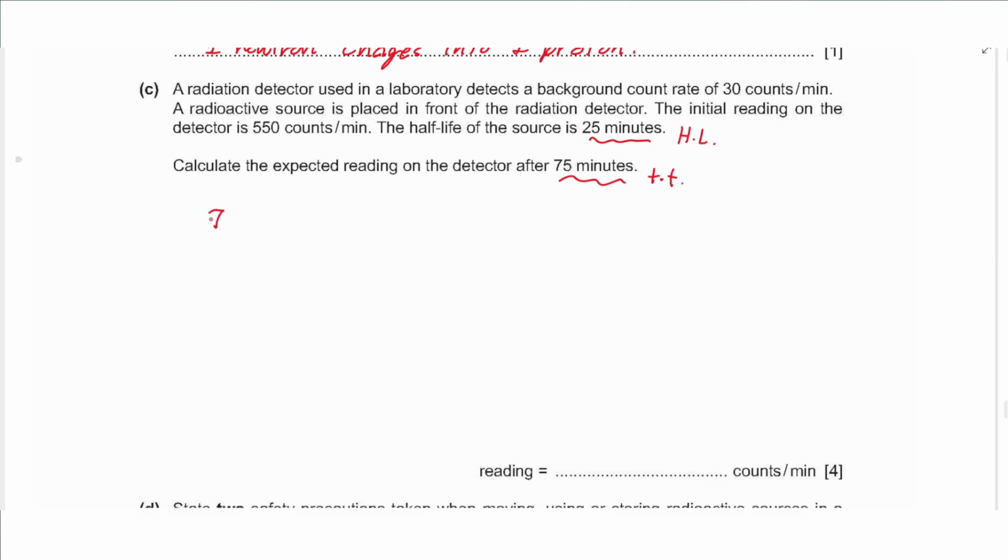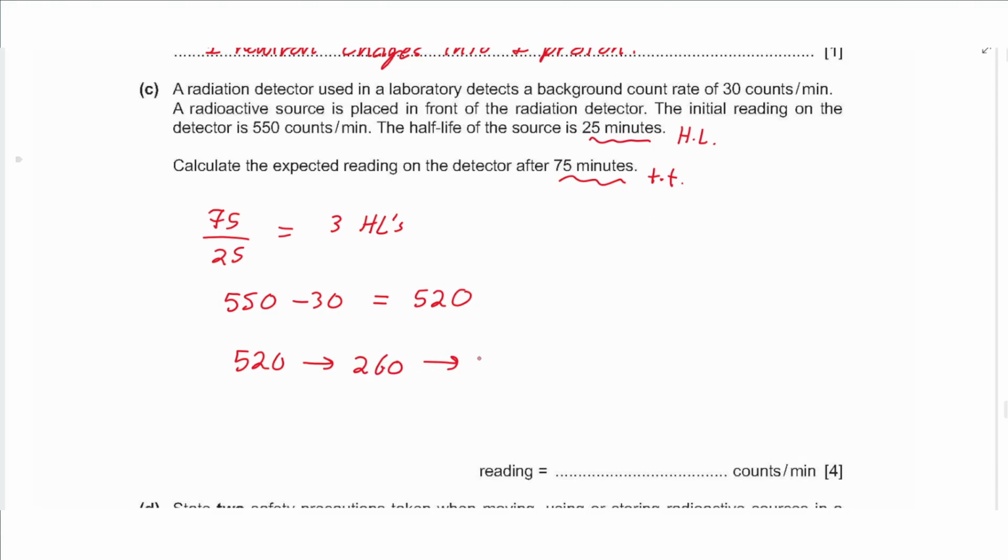We divide the total time by the half-life to get the amount of half-lives passed. That gives 3 half-lives. So we divide by 2 3 times. But the part of the radiation which is incorporated with background does not decrease with the same pattern as half-life. So first we need to remove the background. So 550, which is the initial value, minus 30, the background, that gives a value of 520. Then we divide 520 by 2, that gives 260.